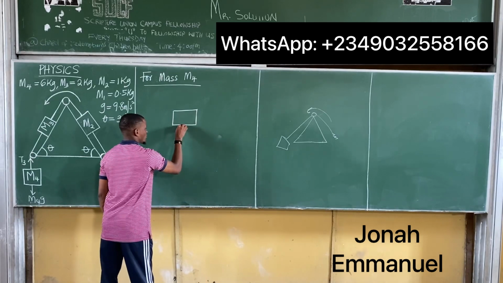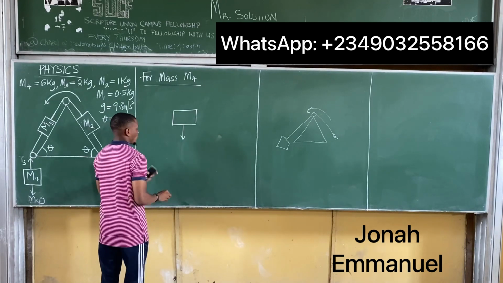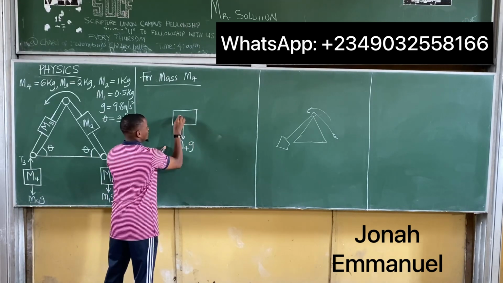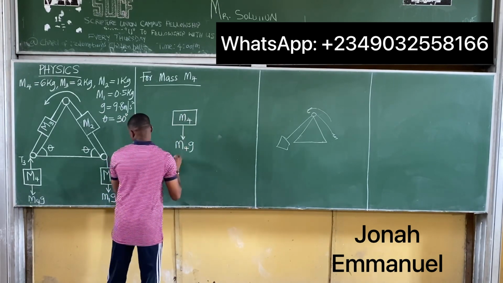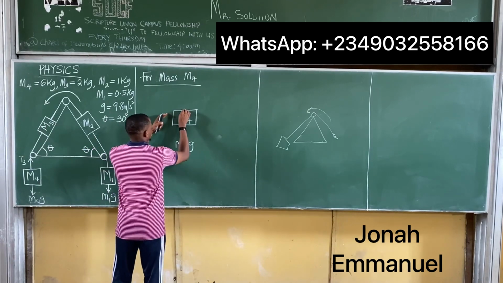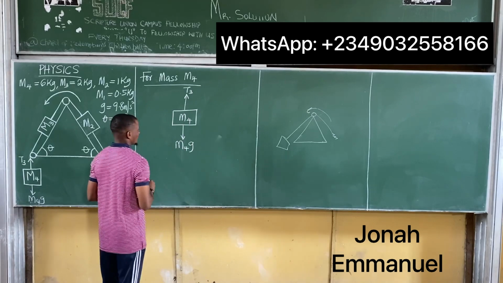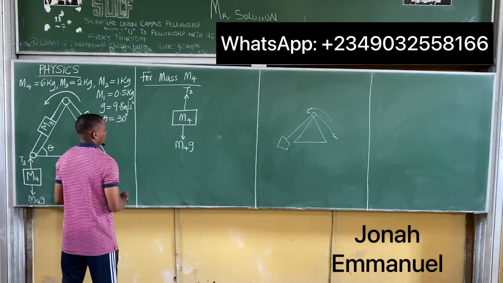This becomes coming down this way, the weight of M4, which is mass of M4 times gravity. This is M4. Going up there, we have T3. So I'm going up here, I have T3. So I have this.